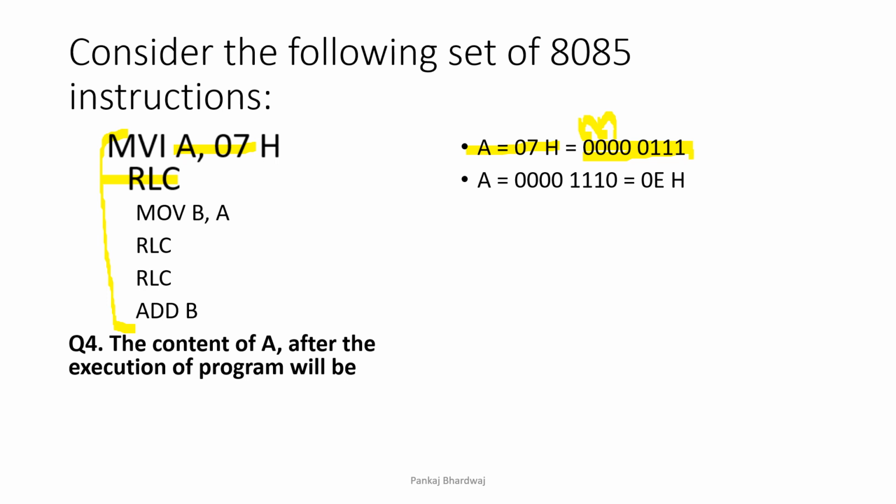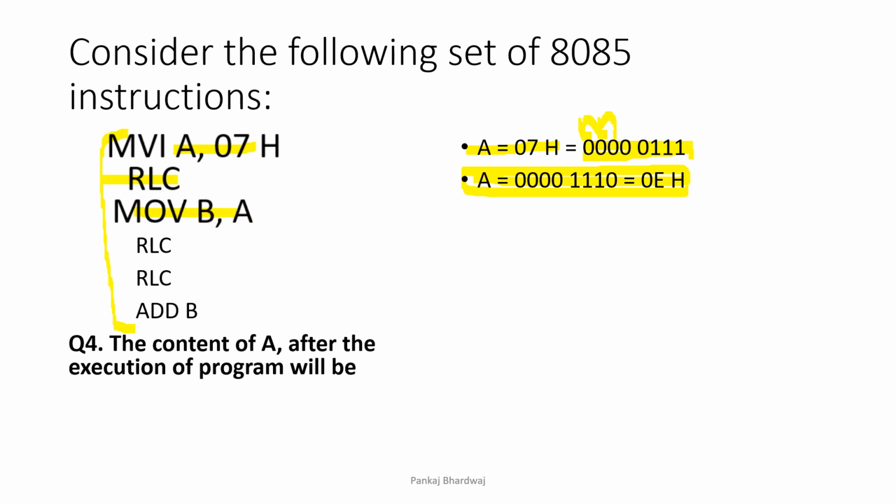This comes in the LSB side. So this will be 0 0 0 0 and 1 1 1. This will be empty, so this 0 of the MSB comes to the LSB. So the data after one RLC command will become 0E. Now this data is moved into B register.